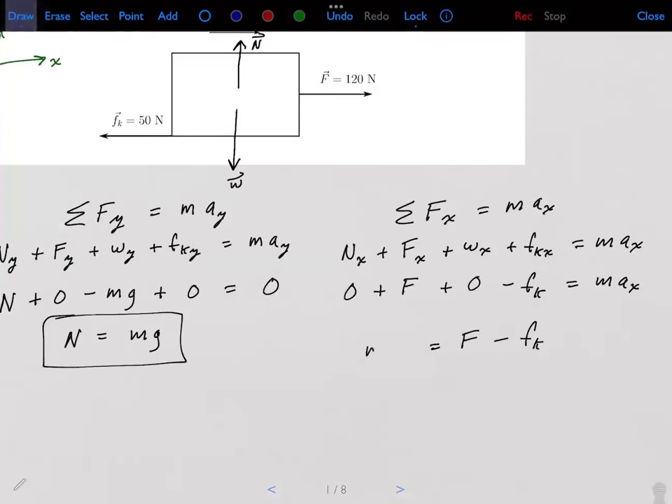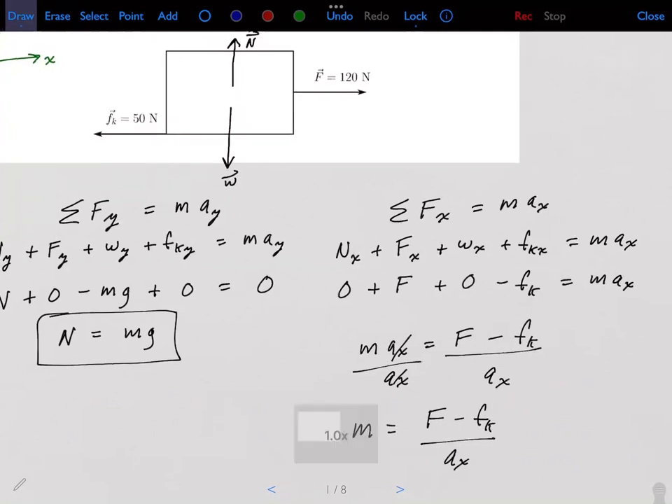So I have MAX equals F minus FK, right? I already know AX, so I want to solve for M. So I need to divide by AX, and that leaves M by itself. That's F minus FK over AX.